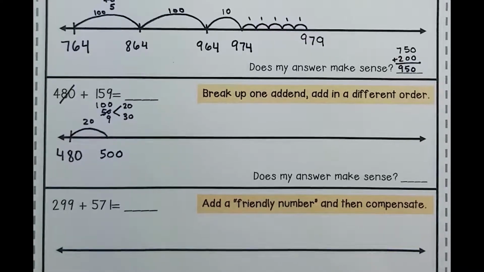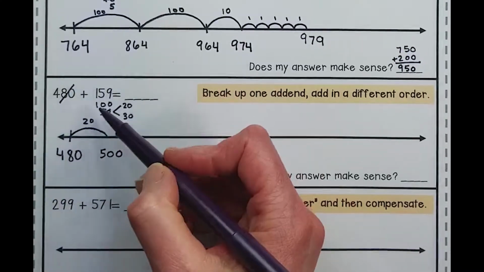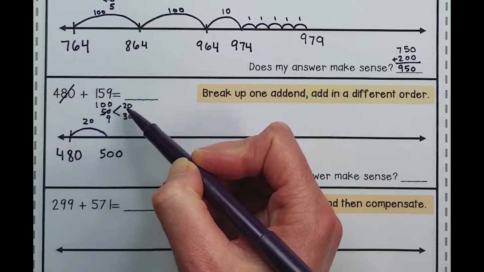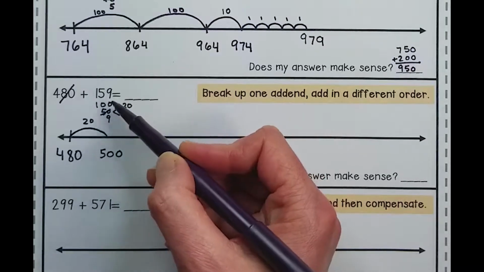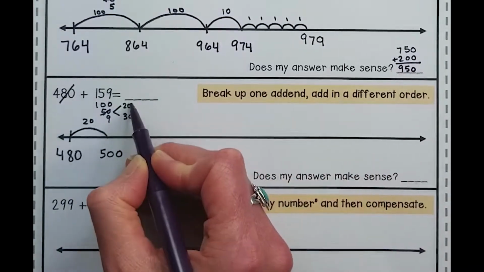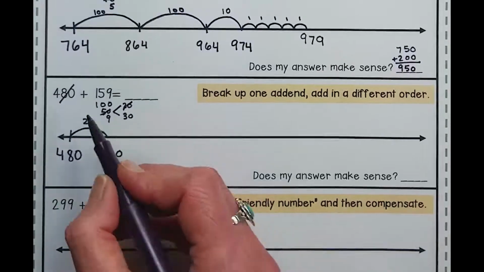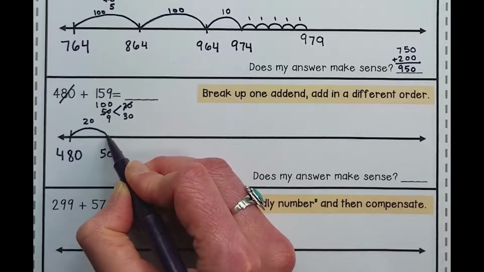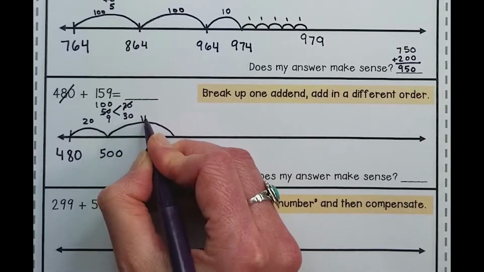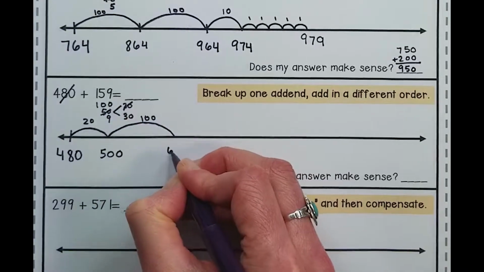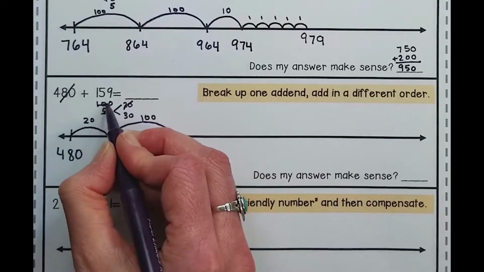So I notice I can add these add-ins in any order I want. Remember, add-ins are the things we add together in an addition sentence. So I can add these together in any order. So I can do that 20 now, and then I can go back and actually do my 100 now. Now that I'm up to 500, this 100 is going to be easy. 500 plus 100 is 600.